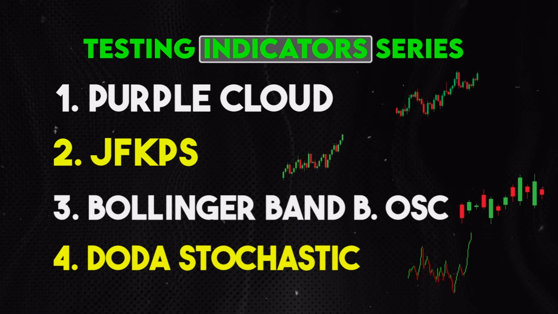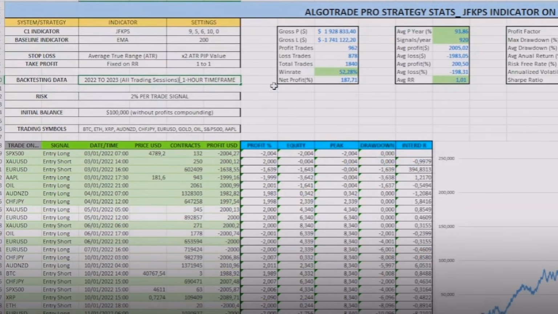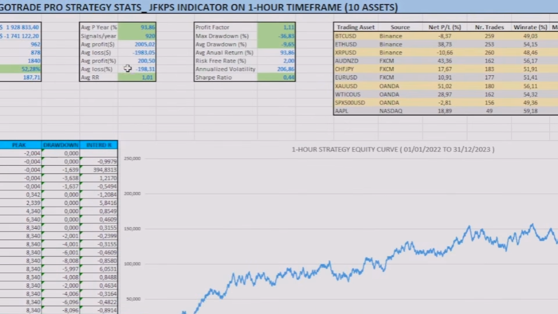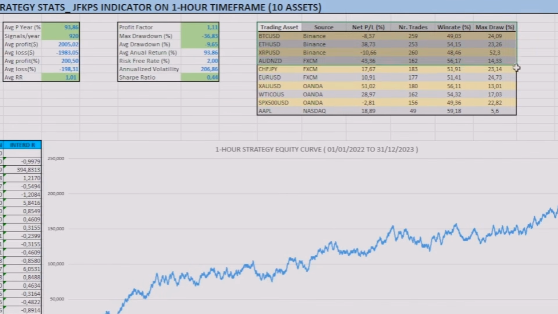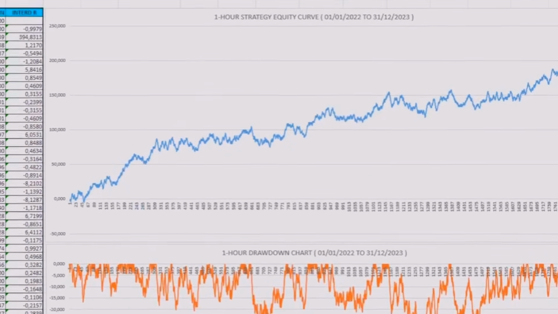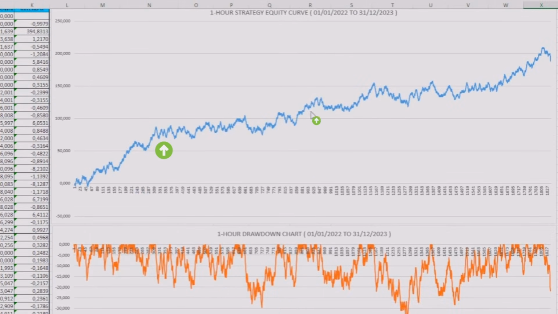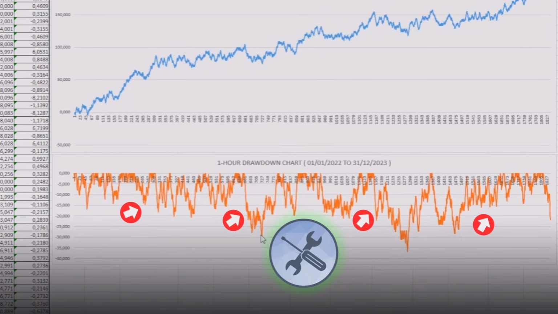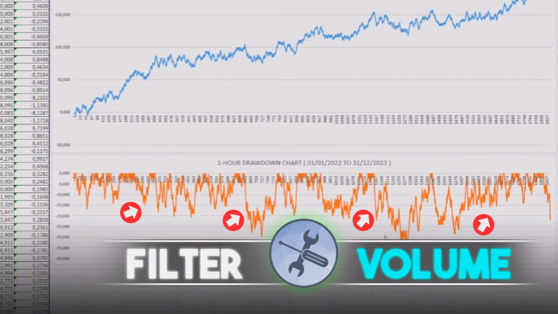Then, in the 1-hour time frame, after more than 1,800 trades, this indicator achieved a win rate of about 52.28% and a total net profit of 187%. Again, here you can find other metrics and also the results from every asset. And below, we can see the equity curve, which is again very acceptable and also with a growing trend. These little periods of drawdown can be easily fixed with a filter or a volume indicator.